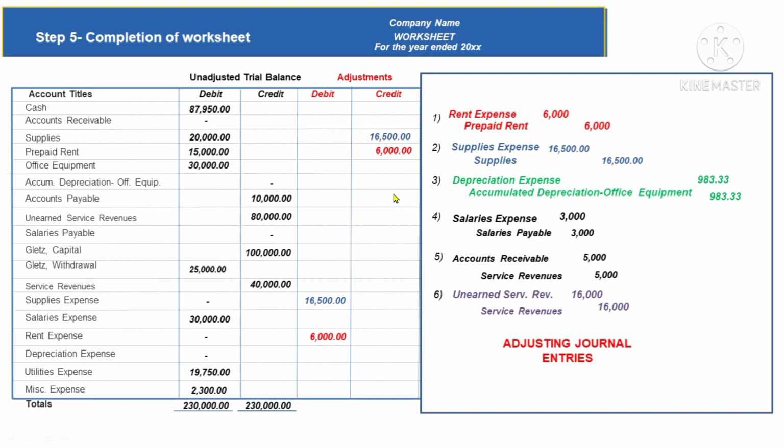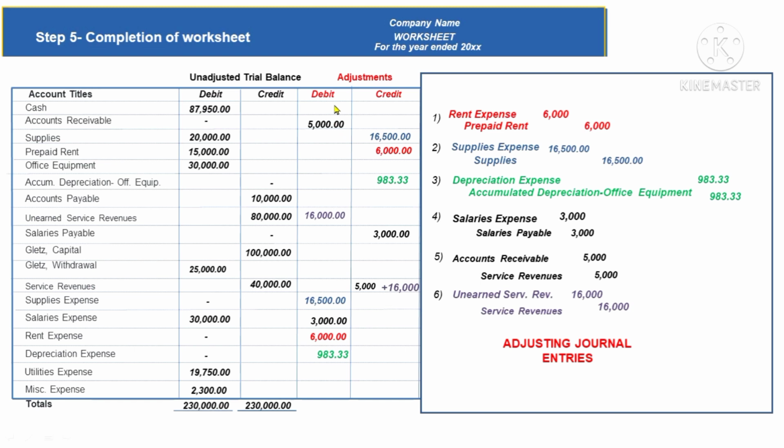Depreciation expense 983.33 should be here, and the accumulated depreciation should also be here. The salaries expense should be debited here, and salaries payable should be credited also by 3,000. The accounts receivable debit 5,000, and then service revenue should also be credited by 5,000. And the last adjusting entry, we have unearned service revenue debit for 16,000 and service revenues for 16,000. So that's it for posting.